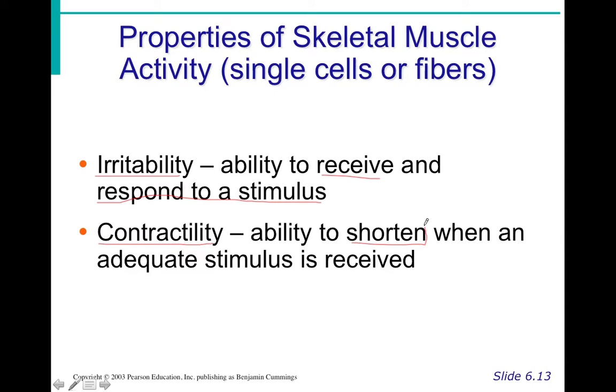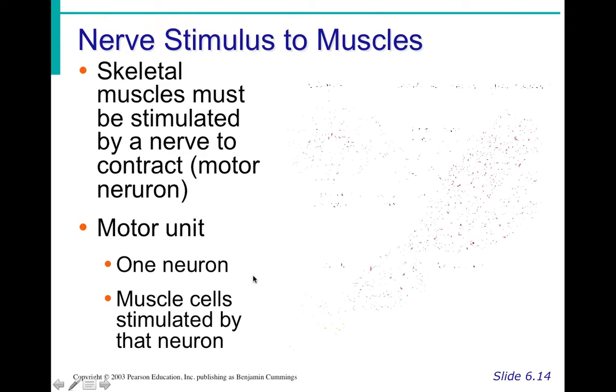Shorten. That's what contract means, right? So, irritable, you get a stimulus. Contractile, you shorten. Muscles receive a stimulus, respond to a stimulus, and shorten. And that is how a muscle works. Well, that's not how. That's describing how. We're going to see how muscles work here in just a minute.